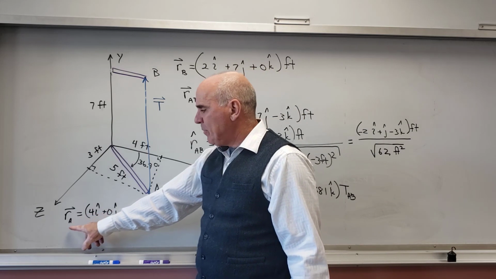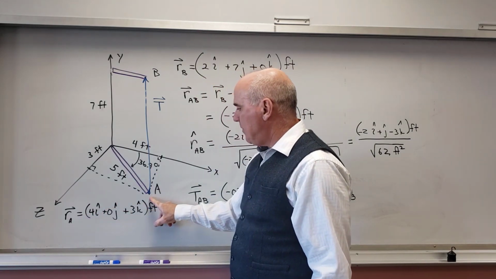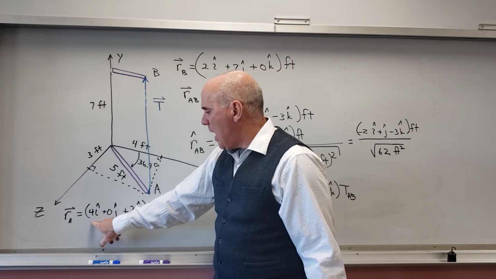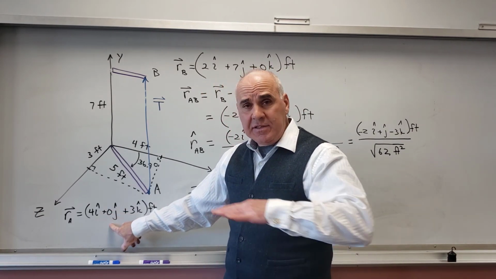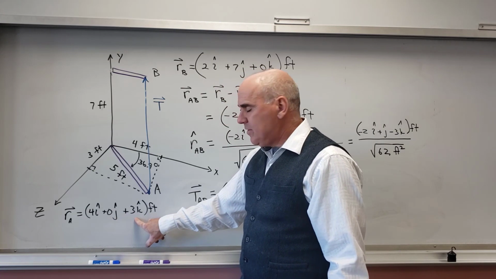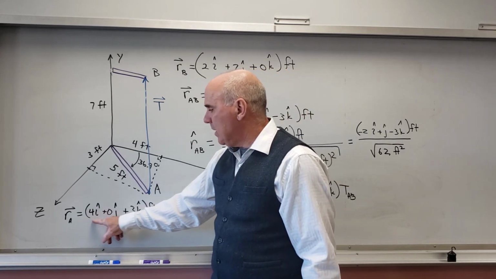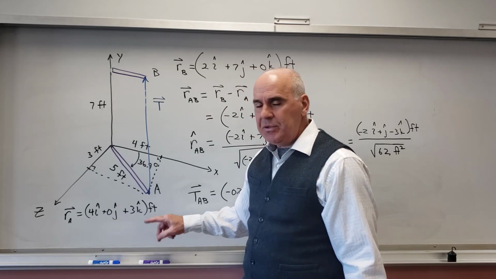So I'm going to designate the position at the end of the beam as A. Then that position is 4i, 0j, because it's in the xz plane, plus 3k, and that's all in feet, because the displacement or length vector there is going to have units of feet.